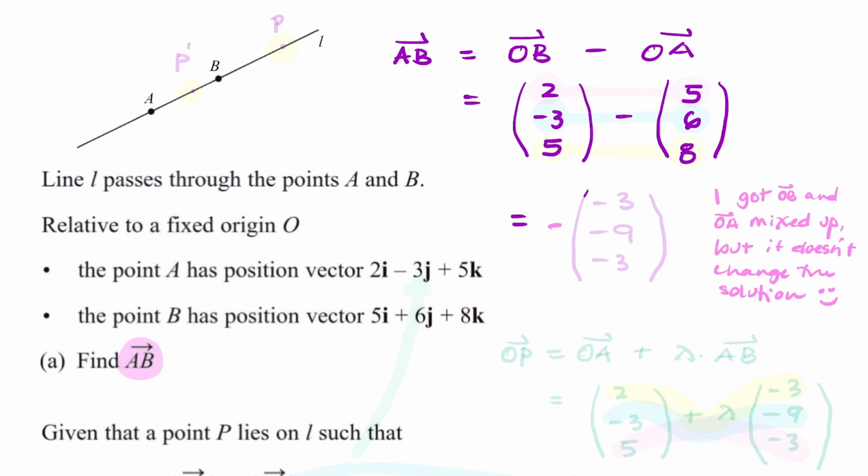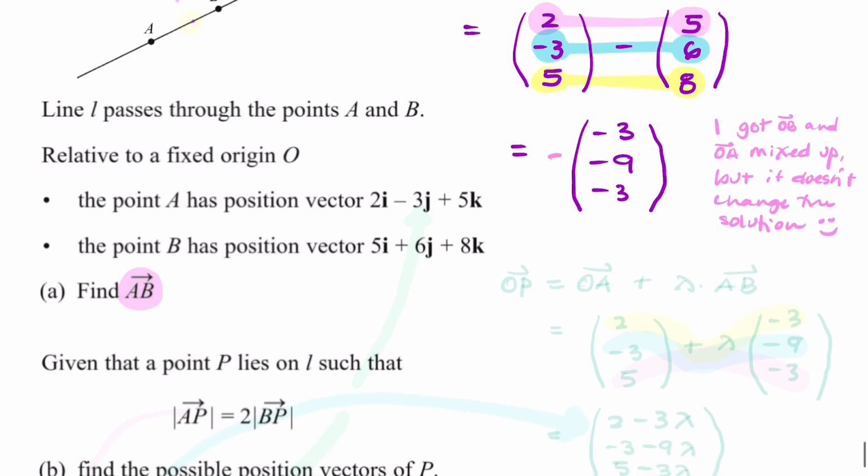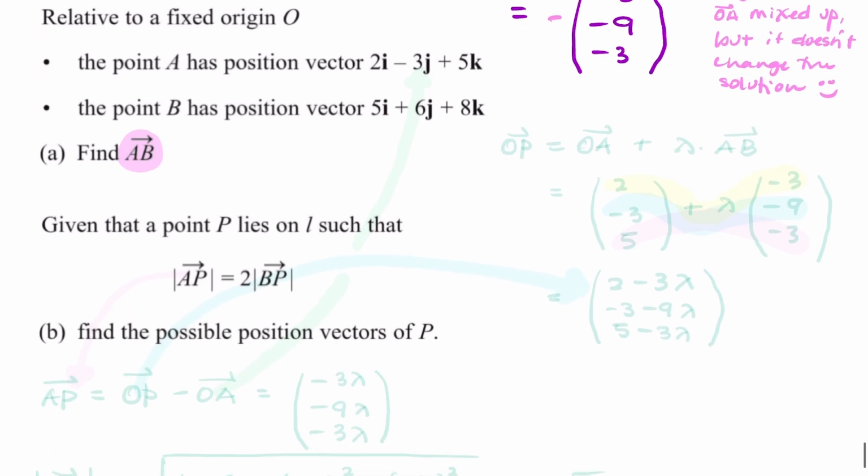So we subtract the I terms, the J terms, and the K terms. So 2 minus 5 is -3, -3 minus 6 is -9, etc. So that's AB. So that's the first part of the question done.